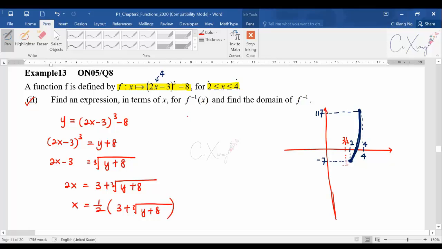This one is a cubic function, so there's only one answer here. Therefore, you don't need to purposely choose which is the correct answer. This is the only answer that you have. So you have 1 over 2, and then 3 plus cube root of x plus 8. This is your answer for the inverse function.